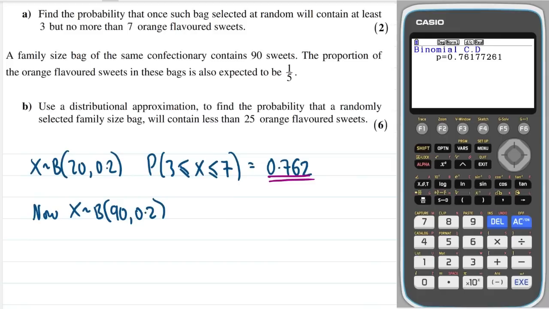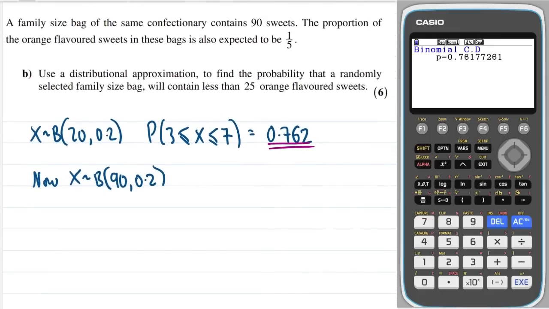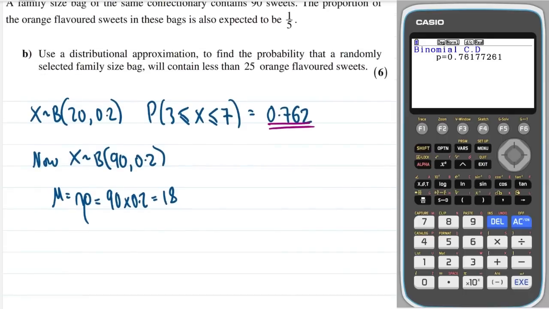Probability stays the same. So in this case we can work out the mu, which is np, which is 90 multiplied by 0.2, which is 18. And we can also work out the variance, which we'll call sigma squared, because that is np(1 minus p). So that will be 18 multiplied by 0.8, and this gives me 14.4. Okay, so these are the two things I need to do an approximation using the normal of the binomial.